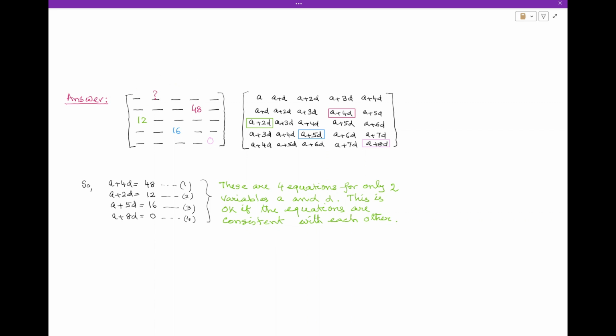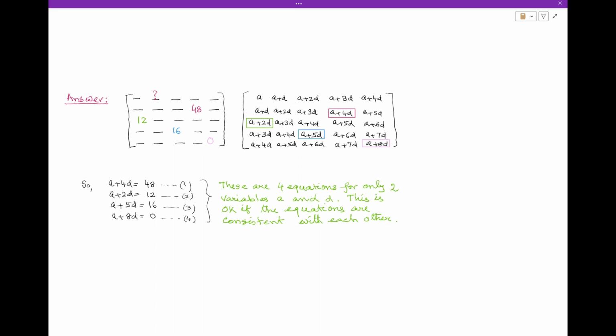The data given is this. 48 is the number at the second row and fourth column. 12 is the number at third row and first column. 16 is the number at fourth row and third column. Similarly, 0 is there at fifth row and fifth column.